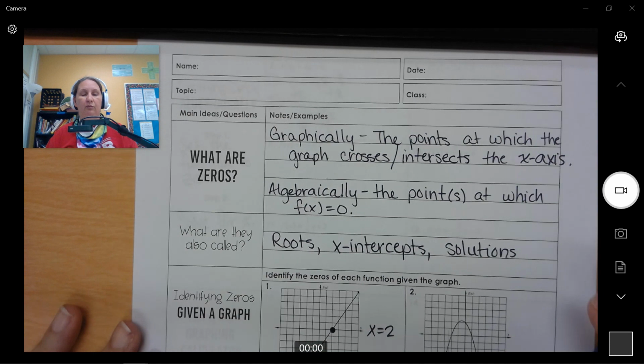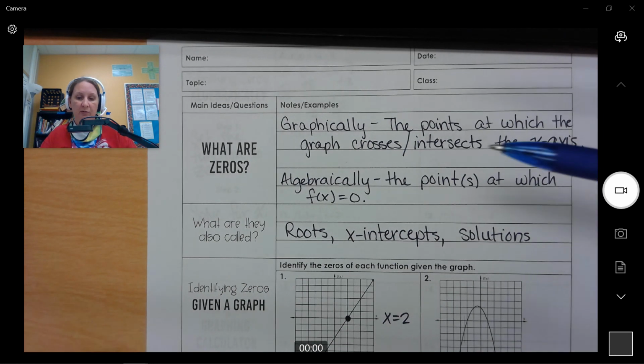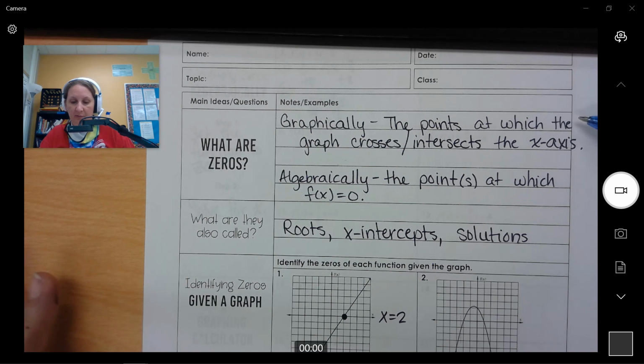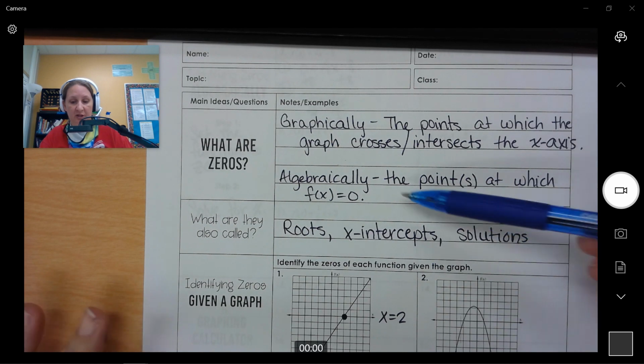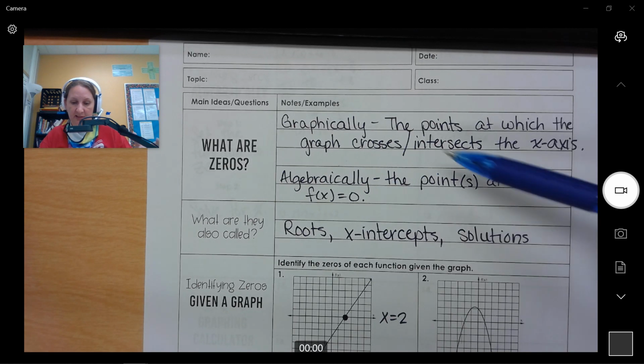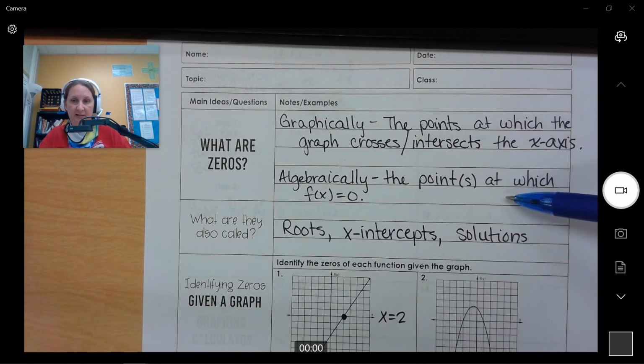Okay, so what are zeros? Zeros are solutions to functions. Graphically, they are the points at which the graph crosses or interacts with the x-axis. Algebraically, they're the point at which f of x is equal to 0. So whatever the equation is, it would be equal to 0. That's what algebraic is. And it's the x answers when you have done that work.